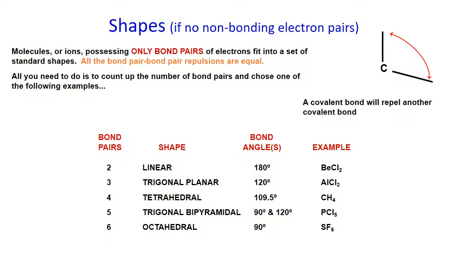So 2 bond pairs are going to be linear, which gives you the bond angles. There's an example there. 3 bond pairs are trigonal planar, 120 degrees, because 360 divided by 3 is 120. Tetrahedral, 109.5, like methane. If you have 5 bond pairs, that's trigonal bipyramidal, with 90 degrees and 120 degrees, like PCl5. And finally, octahedral, which we're familiar with from our work with transition metals, has all bond angles of 90 degrees. SF6 would be an example of a covalent molecule with that.